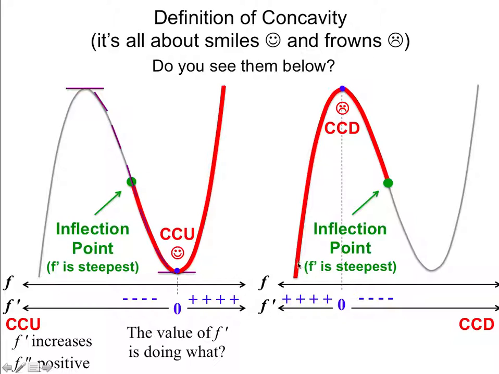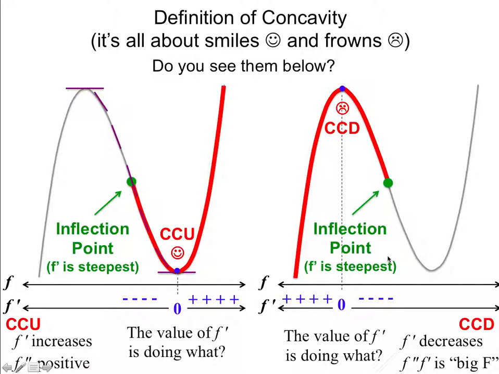And then we can kind of reverse our logic here for the concave down profile. If we look at the values of the derivative here, they're going from positive through 0 to negative. In other words, in order to have a frown, we have to have a max. And so the value of the derivative is decreasing. And if the value of the derivative is decreasing, then its derivative must be negative. That, its derivative, we could call big F again, and that must be negative. So this brings us to what we call the first derivative and the second derivative test.